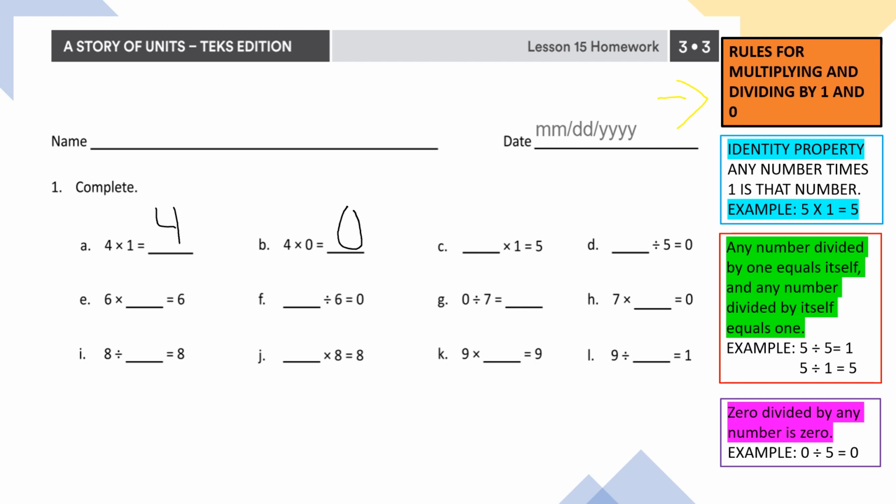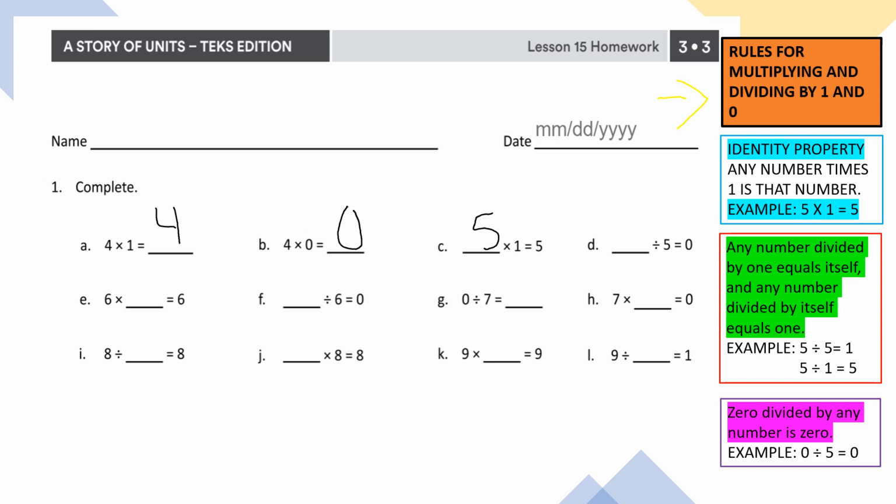Let's look at C. Blank times 1 equals 5. Well, remember, any number times 1 is that number. And if you look at our example, then you should know that the number that's going to go on the blank is, and if you said 5, you are absolutely correct.